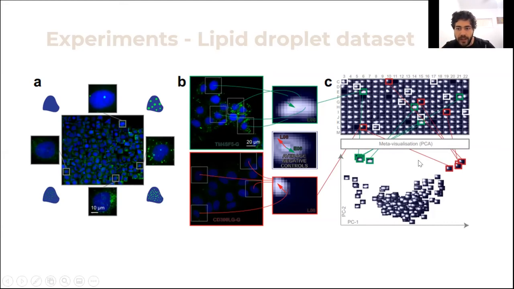the results of KDE. As we can see, the analysis automatically identified the three perturbations, the red, green, and white, three different treatments that affect the morphology of lipid droplets, which is actually very cool because that is what we are interested in. We managed to arrive at a biological insight using this method.